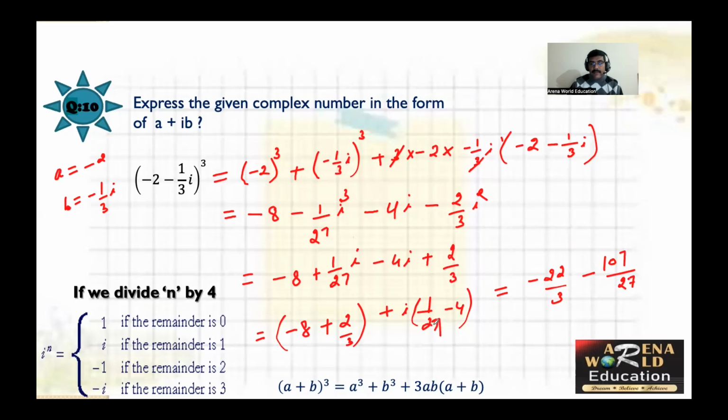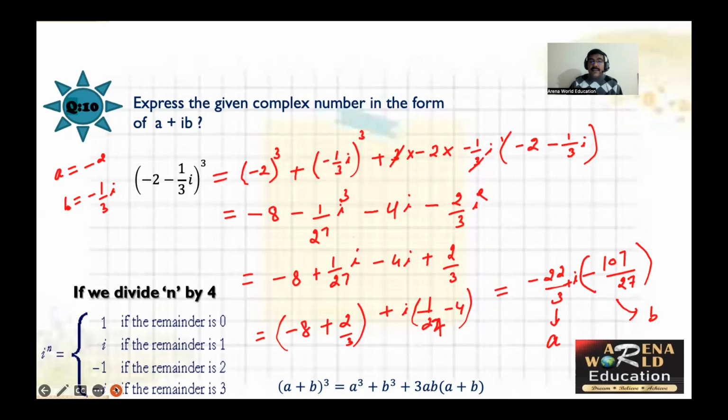Right? This is 27. And here, if you write plus, plus iota into minus 107 divided by 27. If you want to write the values, A will be minus 22 upon 3 and B will be minus 107 upon 27. So you can solve question number 10.